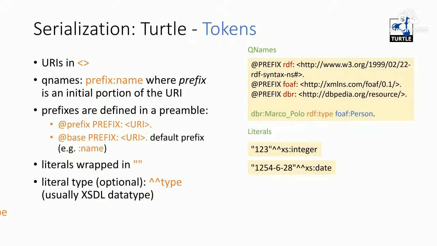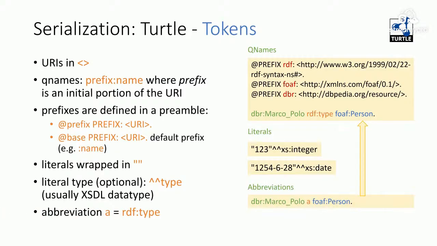And also, one of the most used predicates is RDF type, which says that a subject is of a specific type. In Turtle, we can shorten it with just this a, because in common statements, you say things like Marco Polo is a person. So this a is a shortcut for RDF type. You will find it a lot of times in Turtle texts.